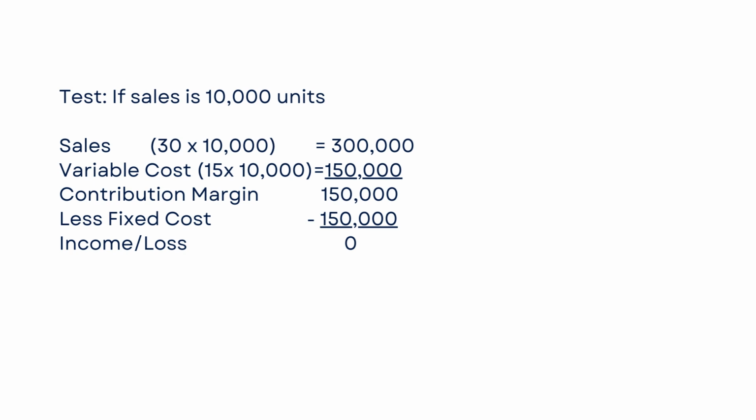So, yeah, ito 'yon. Let's say if our sales is 10,000 units, so 30 pesos per unit times 10,000, 300,000, minus variable cost, that is 15 pesos times 10,000, 150,000. Your contribution margin is 150,000 minus the fixed cost of 150,000. Wala tayong income or wala tayong loss. So we are in break even.